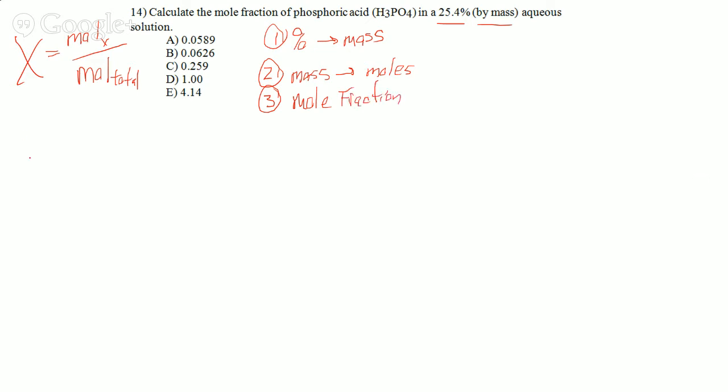All right, so let's do that first step. Well, whenever you're working with percentages, it's usually pretty helpful to assume a certain mass, and I like 100 because then it's just 25.4. So we got 25.4 grams of H3PO4, and the rest of it would be water, wouldn't it? So it would be 74.6 grams of H2O.